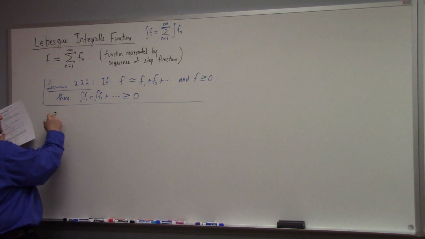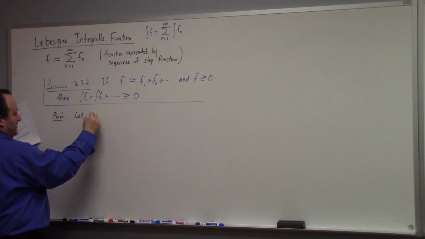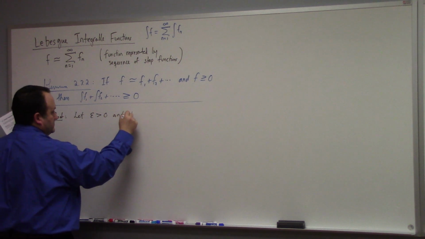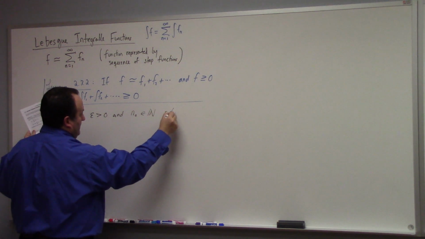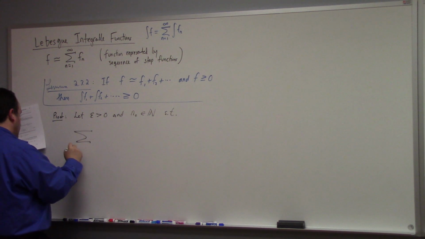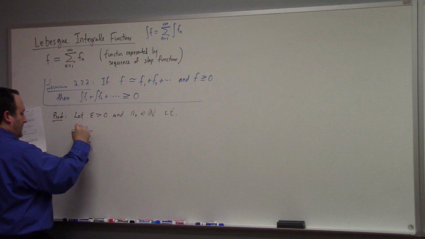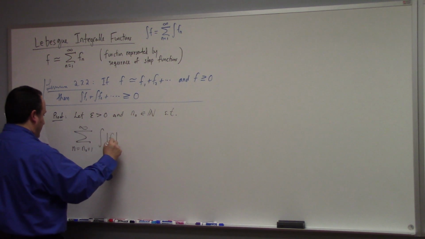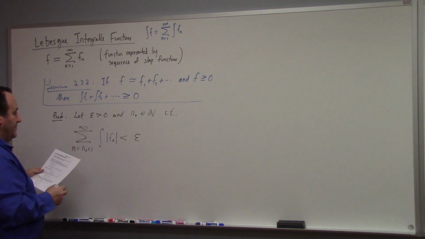So proof, let epsilon be greater than 0 and n naught a natural number, such that the sum from n equals n naught plus 1 to infinity of the integral of the absolute value of fn is less than epsilon. All right.